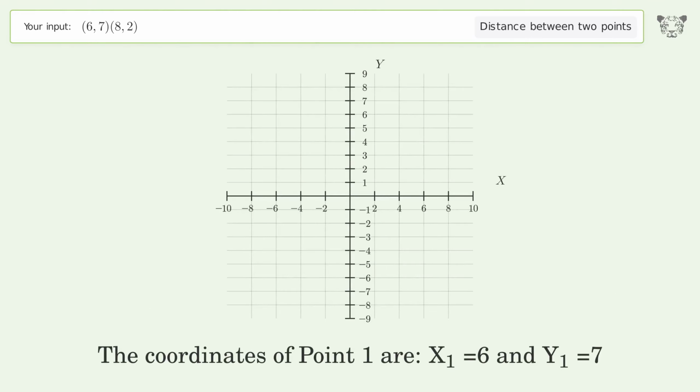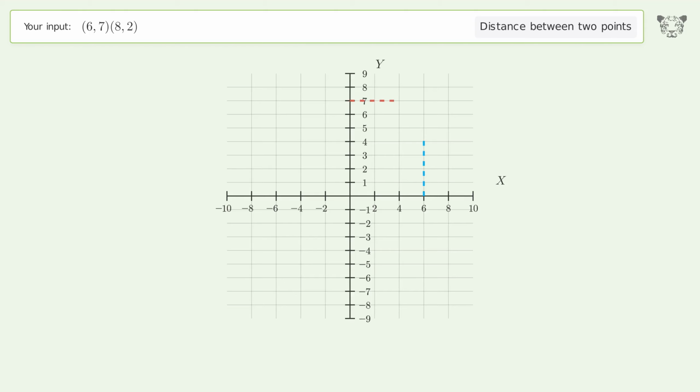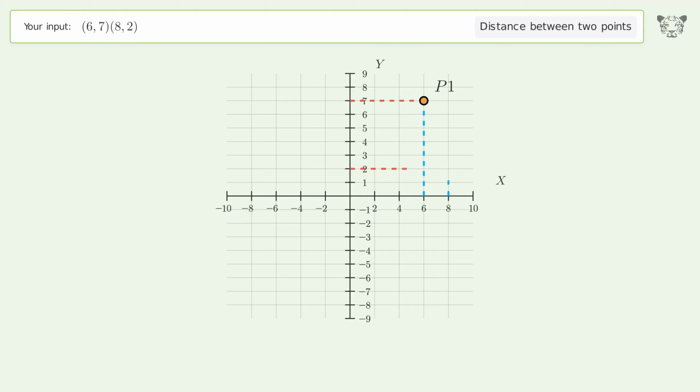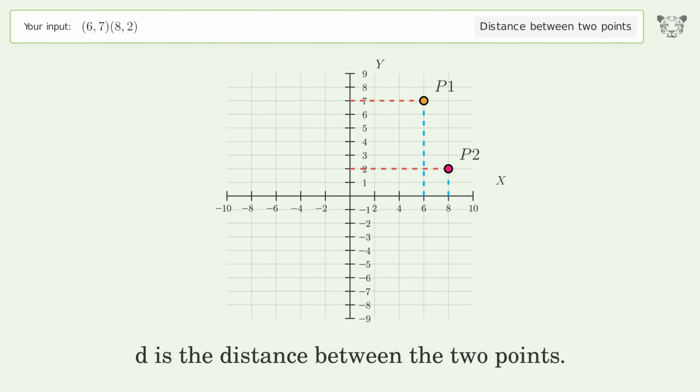The coordinates of point 1 are x1 equals 6 and y1 equals 7. The coordinates of point 2 are x2 equals 8 and y2 equals 2. D is the distance between the 2 points.